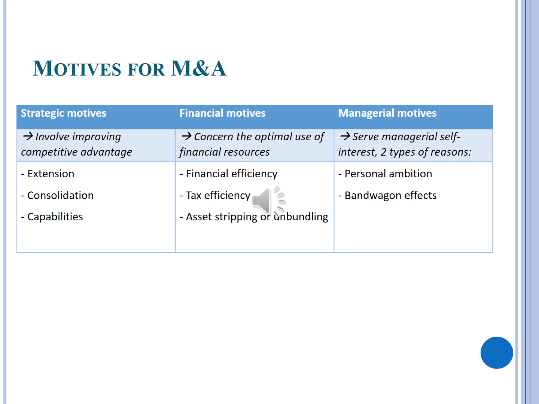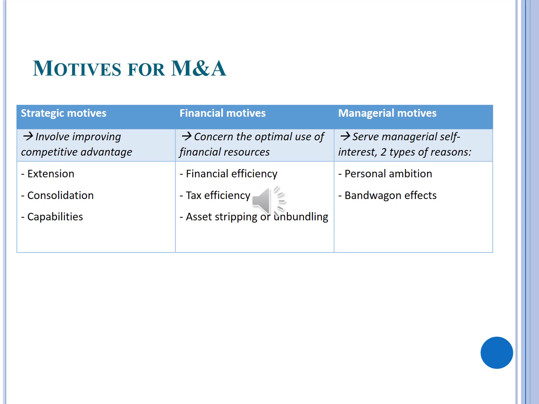As you can see in this overview, there are a lot of motives and reasons to choose for mergers and acquisitions. These motives can be strategic, financial, and managerial. First of all, the strategic motives for mergers and acquisitions involve improving the competitive advantage of an organization. These motives are often related to the reasons for diversification in general. Strategic motives can be categorized in three main ways, as you can see. First, extension, consolidation, and capabilities.